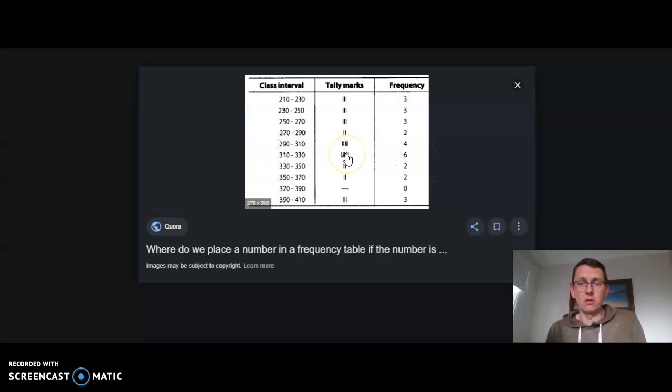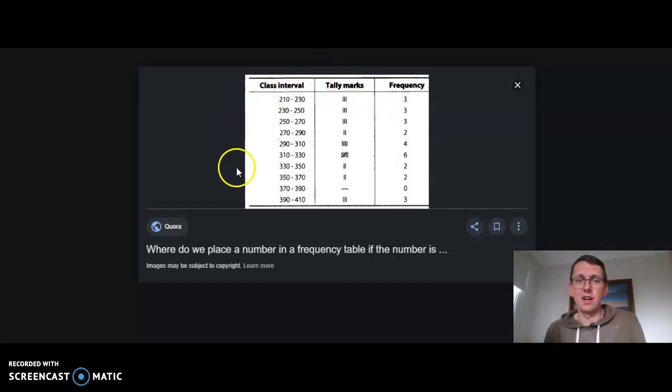Hopefully you can see what's wrong with this one as well. Again, we can see it goes from 210 to 230, 230 to 250. These have class intervals of 20 between them all, which is fine. But if I got 230, where do I put it? If I got 250, where do I put it? Again, it's jumping up by quite an odd number. I don't really like that. Why wouldn't you just go with 25s or 50s? You know, start at 200, go to 224, go from 225 to 249.